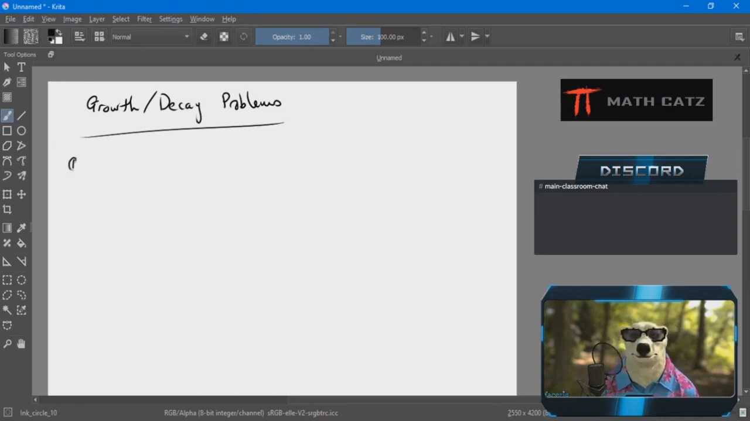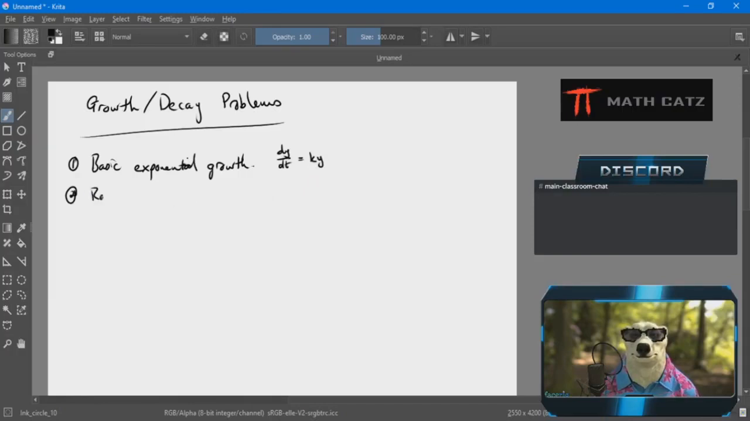So if you remember, we started with our basic exponential growth. Here our basic exponential growth says that the growth rate is proportional to the population size.